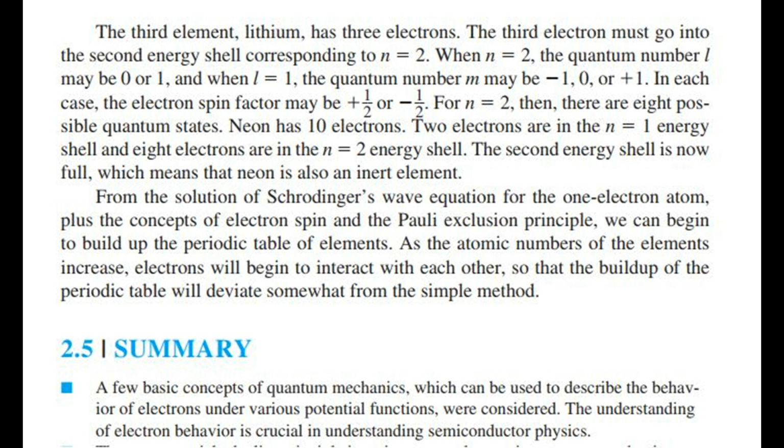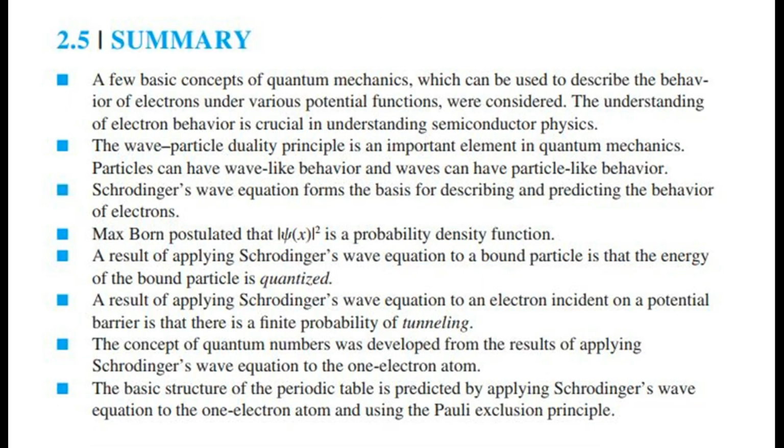From the solution of Schrödinger's wave equation for the one-electron atom, plus the concepts of electron spin and the Pauli exclusion principle, we can begin to build up the periodic table of elements. As the atomic numbers of the elements increase, electrons will begin to interact with each other, so that the buildup of the periodic table will deviate somewhat from the simple method. Summary. A few basic concepts of quantum mechanics, which can be used to describe the behavior of electrons under various potential functions, were considered. The understanding of electron behavior is crucial in understanding semiconductor physics.